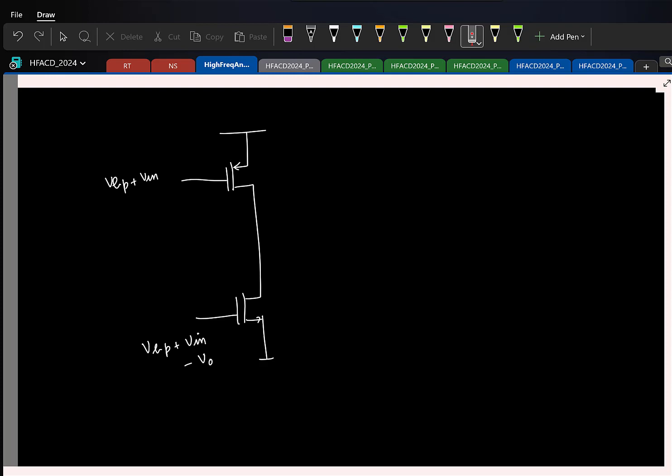Yeah, exactly. What he's saying is, if this was VBN plus Vin, then we put a DC voltage source of appropriate value, and that's going to level shift the DC alone. With respect to small signals, what can you say about the voltage source? Short. So the small signal Vin is directly going to come here, and the DC level shifting is happening.